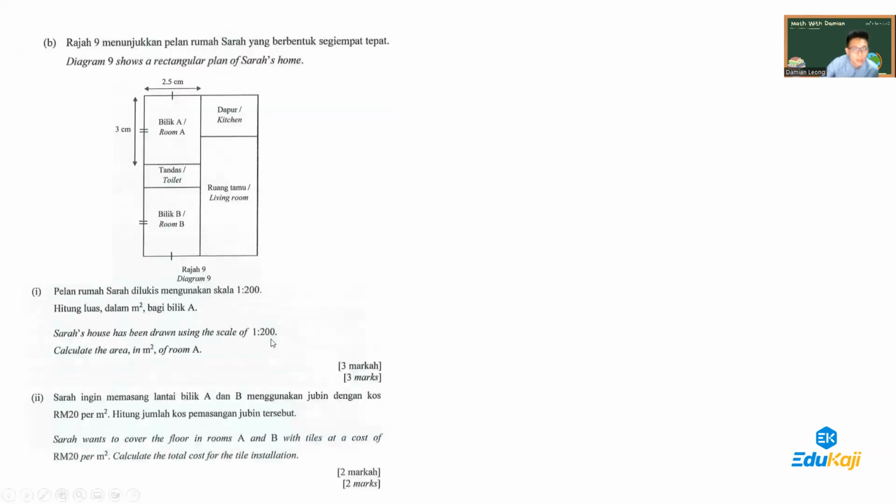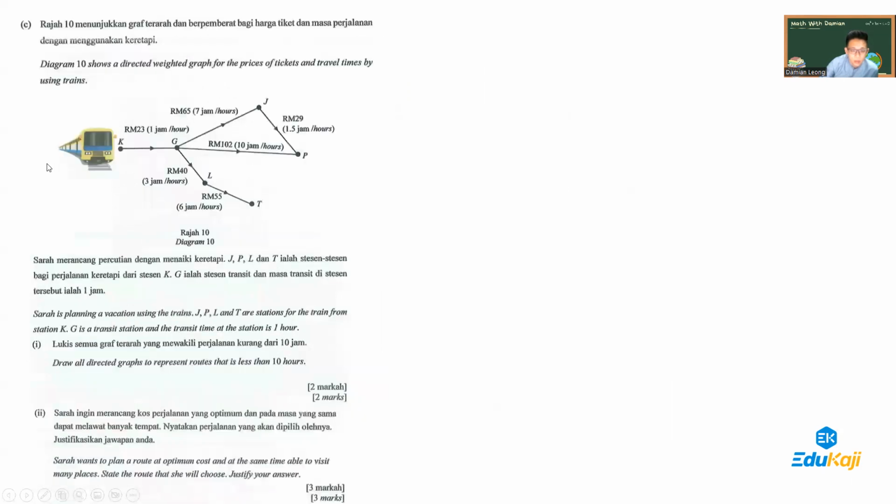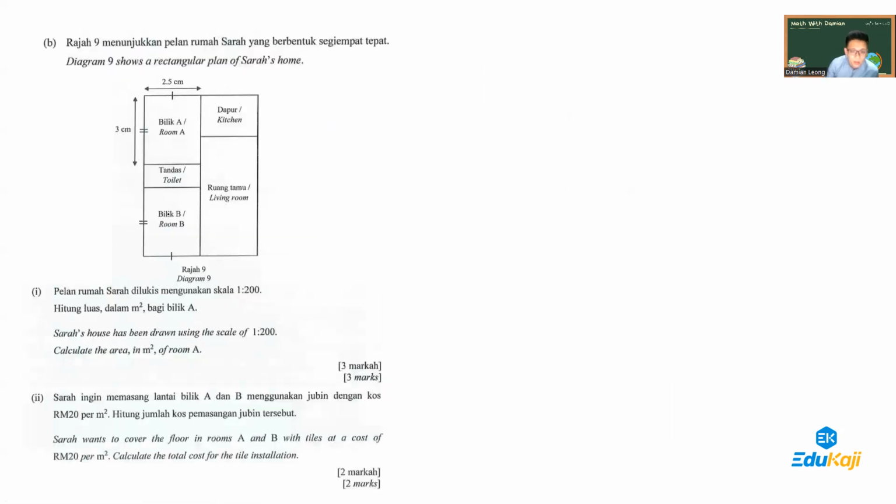Then we look at part B. I have a plan of Sarah's house, a rectangular plan. First, we want to find the area of room A. This is under a scale of 1 to 200. So let's convert each of the lengths first. 2.5 cm: length of image over length of object equals the scale.